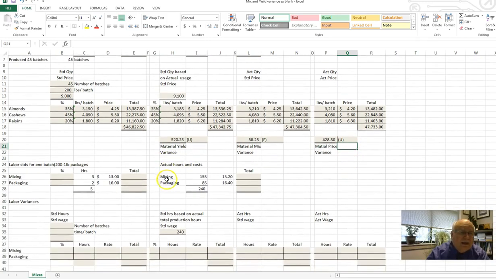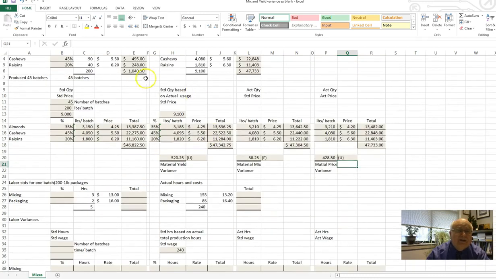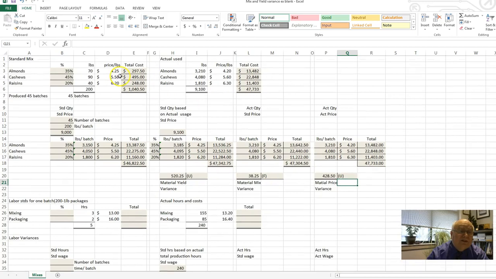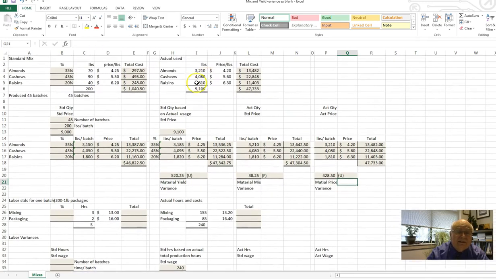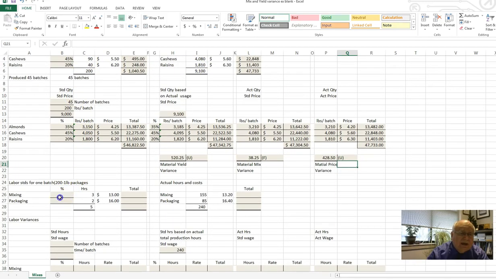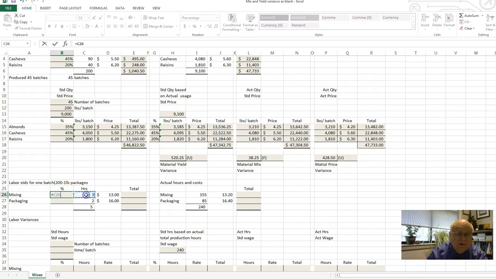Okay, that's the material variances that we have. Now we go to labor variances. The same standards, except this time we use 3 hours for the mixing, 2 hours for the packaging, at 13 and 16 dollars cost, so we use 5 hours. So again, we find our percentages. So we equal 3 divided by 5 and 2 divided by 5.